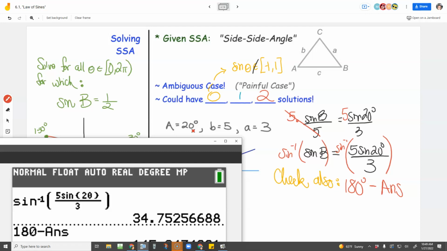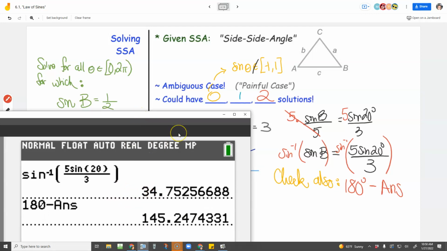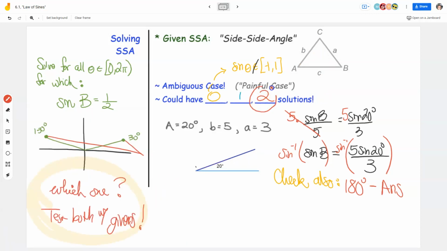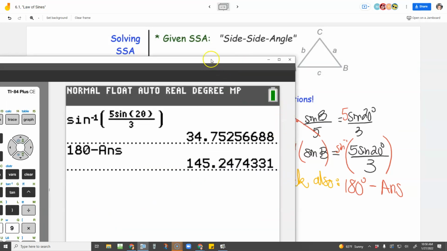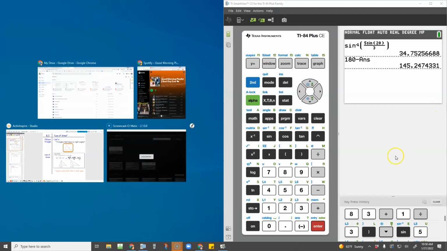No. 180 minus 20 is 160. I have 160 to play with, right? Question: does 34 fit within 160? Yes. Does 145 fit within 160? Yes. Yes, it's awkward, but yes. This is a two-case situation. Why? Because both angles fit or are possible within the 160 I have to play with.